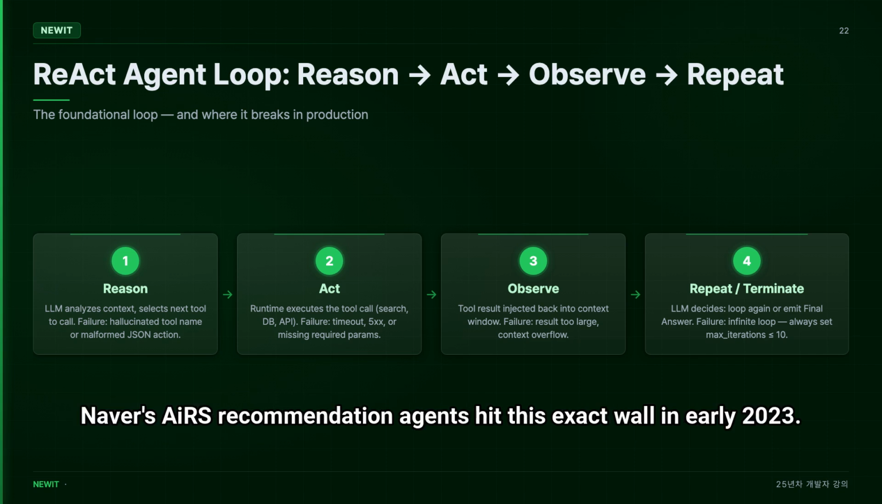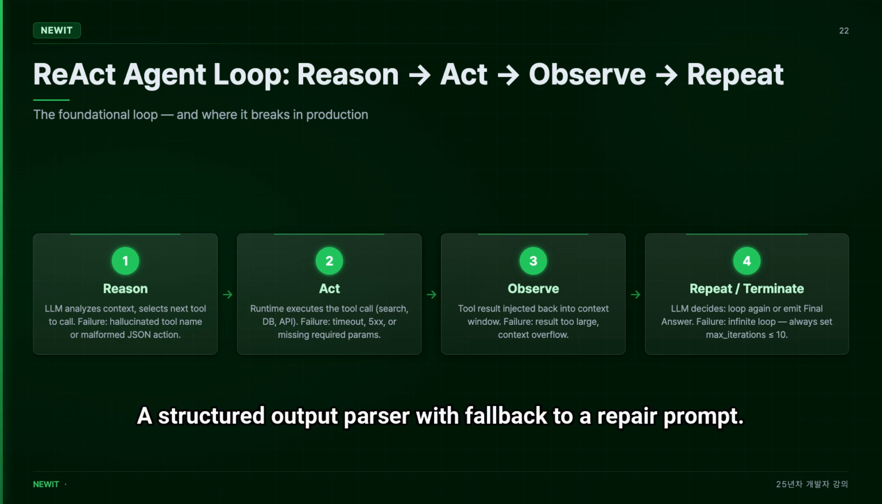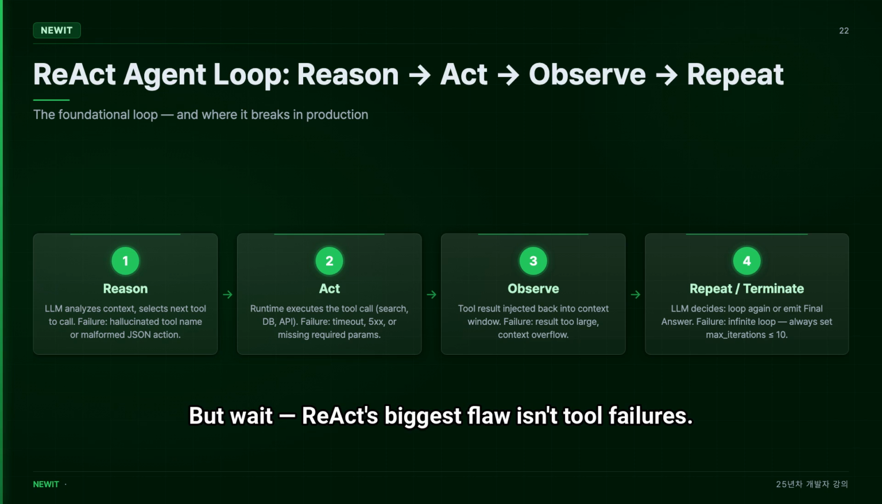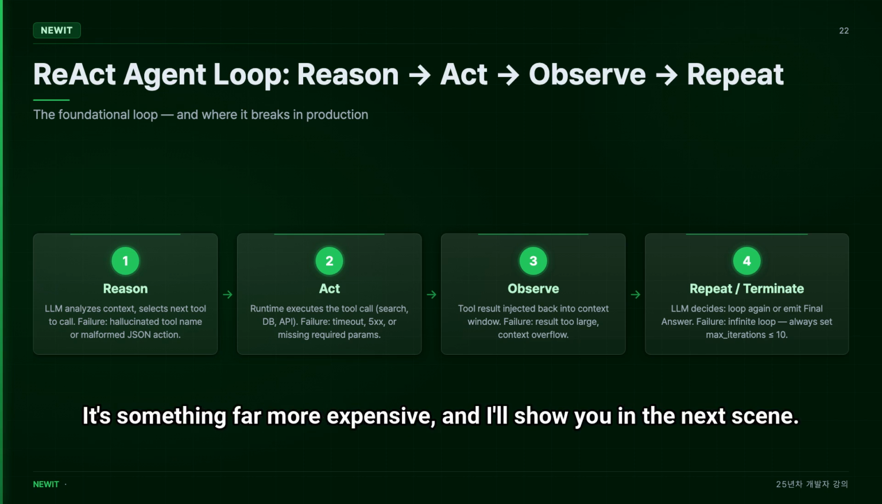Naver's ARS recommendation agents hit this exact wall in early 2023. The fix? A structured output parser with fallback to a repair prompt. But wait, ReAct's biggest flaw isn't tool failures. It's something far more expensive. And I'll show you in the next scene.